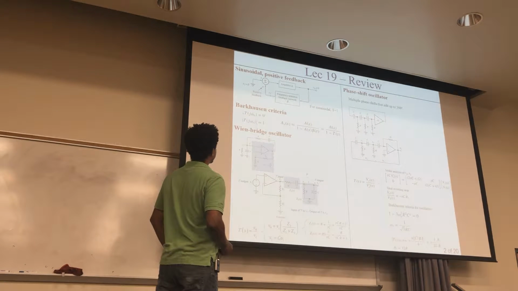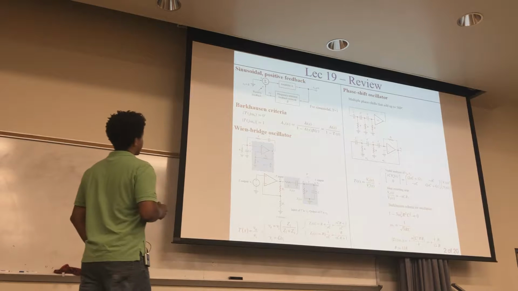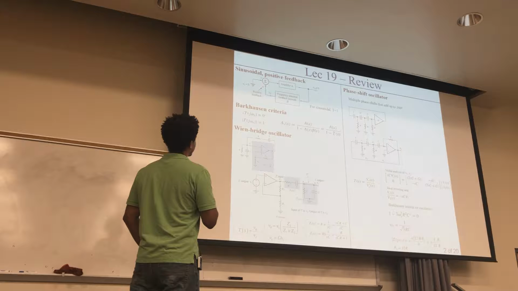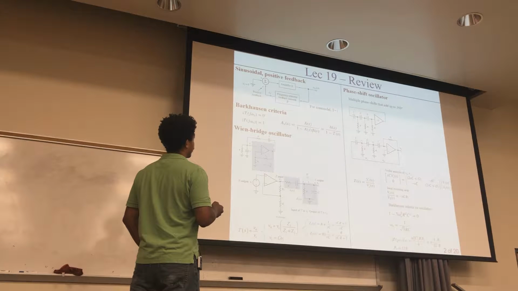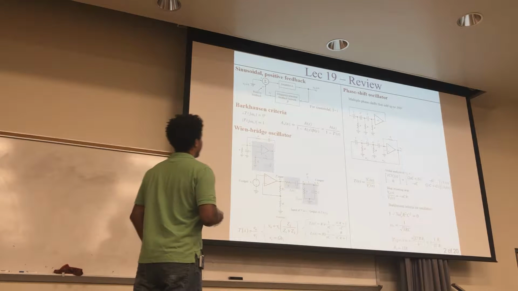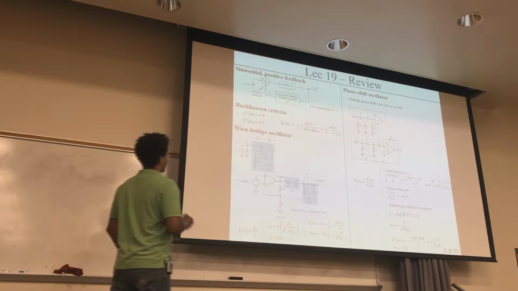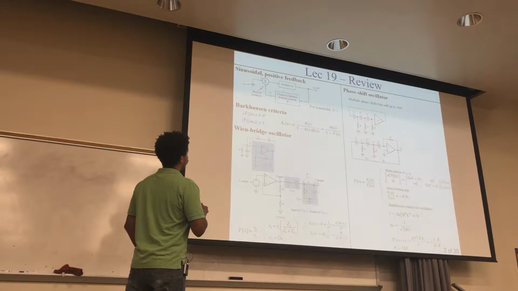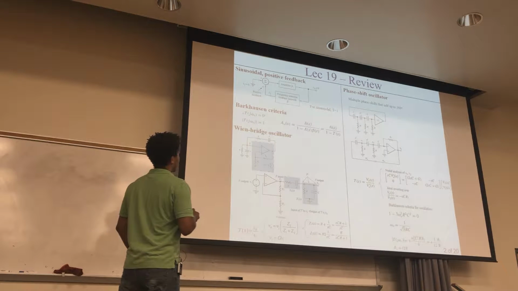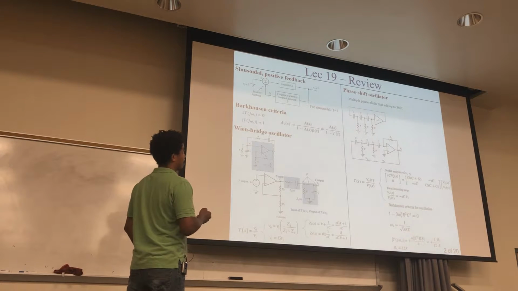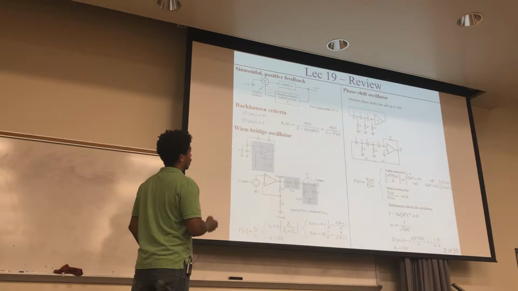So for a review of lecture 19, we looked at sinusoidal positive feedback right here. Recall that for positive feedback, this right here is plus. But when you look at the gain of the entire system, you have a minus here instead of plus for the positive feedback. For the Barkhausen criteria, which we'll talk about again today, you want the angle of your loop gain to be 0, and the magnitude of your loop gain to be 1. That forces this denominator to be 0, because it'll be 1 minus 1.